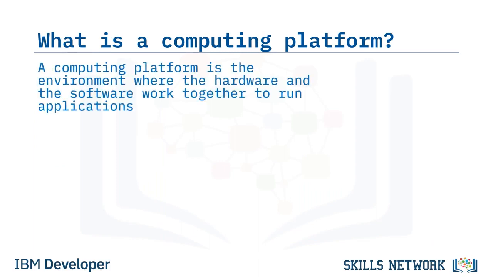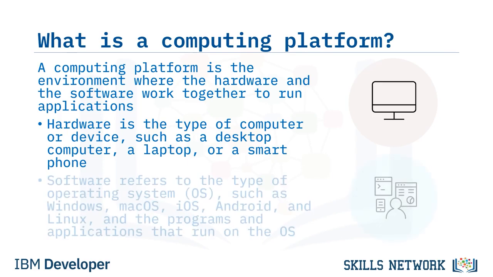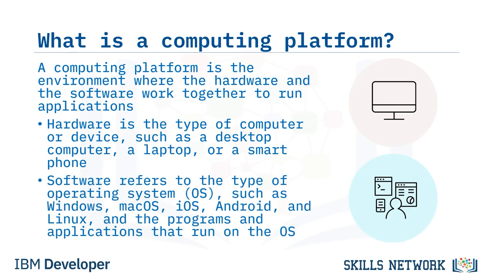A computing platform is the environment where the hardware, like your personal computer, and the software, like your operating system or OS, work together to run applications. Hardware refers to the type of computer or device, such as a desktop computer, a laptop, or a smartphone. Software, in this instance, refers to the type of operating system, such as Windows, Mac OS, iOS, Android, and Linux, and also includes the programs and applications that run on the OS.